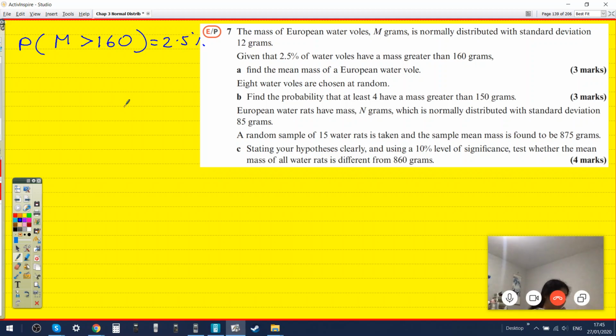I got mu is 136.5. Is there an extra digit? You can do 136.48. I just wrote 25. Yep. You do for it. That would be binomial, the second part. Yep. So you have to do p x is greater than 150 and then find the probability.